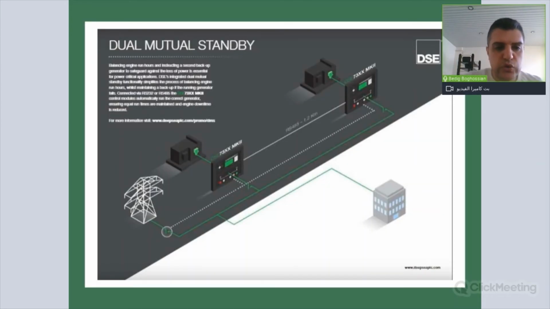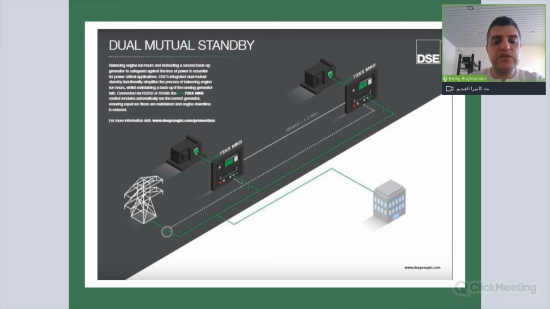We spoke about the dual mutual standby. Dual mutual standby means 2 generators ATS application. So if you've got an ATS application between 2 generators, it's very common in the telecom sites, then you can use the 7310 Mark II. The 7310 Mark II units can communicate together via the RS-232 or RS-485 to communicate together and make the balancing between them.